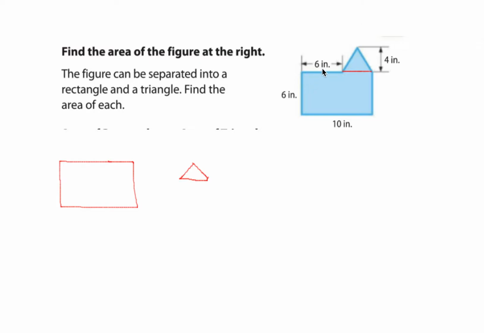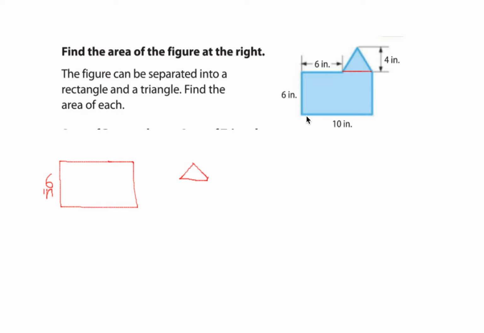So where I cut it, I'm going to take a look at this rectangle only. I'm going to ignore the triangle for right now. If you really just look at the rectangle, I'm going to look at the sides where it gives me information. This one gives me no information, so obviously I'm going to go to the left side. Whatever this side length is, obviously the same as this. So this is 6 inches.